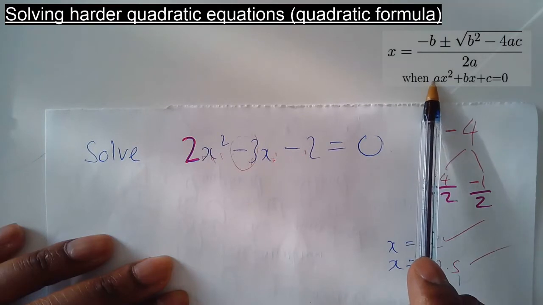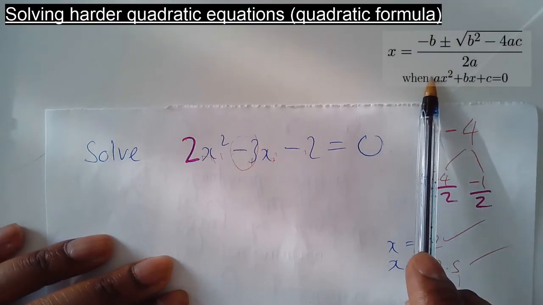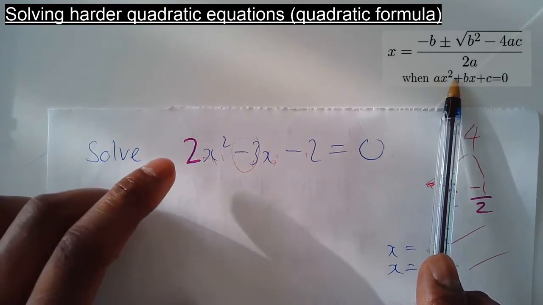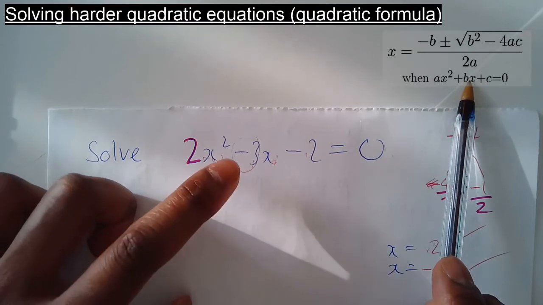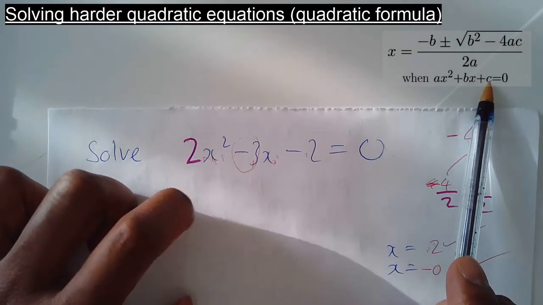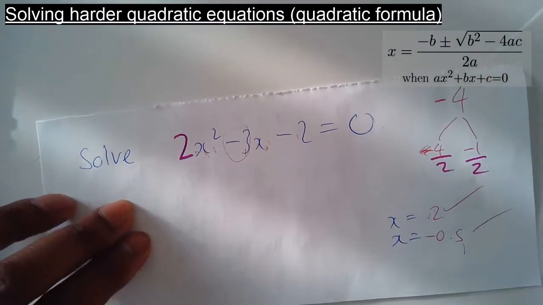And this here I'm pointing at, that's the general form of a quadratic equation. So you've got ax squared, which relates to 2x squared. You've got the bx, that relates to minus 3x, and you've got the c, that relates to minus 2. So let's see this in action.